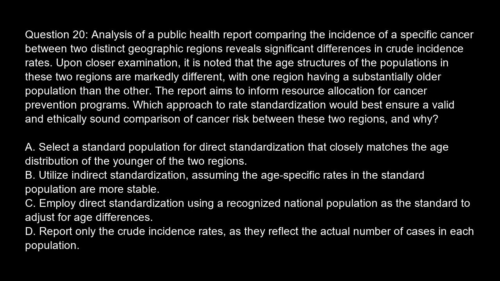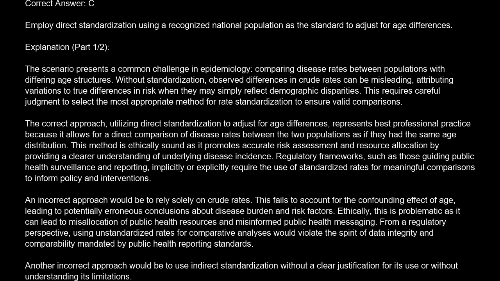Option A. Select a standard population for direct standardization that closely matches the age distribution of the younger of the two regions. Option B. Utilize indirect standardization, assuming the age-specific rates in the standard population are more stable. Option C. Employ direct standardization using a recognized national population as the standard to adjust for age differences. Option D. Report only the crude incidence rates as they reflect the actual number of cases in each population. The correct answer is C. Employ direct standardization using a recognized national population as the standard to adjust for age differences.